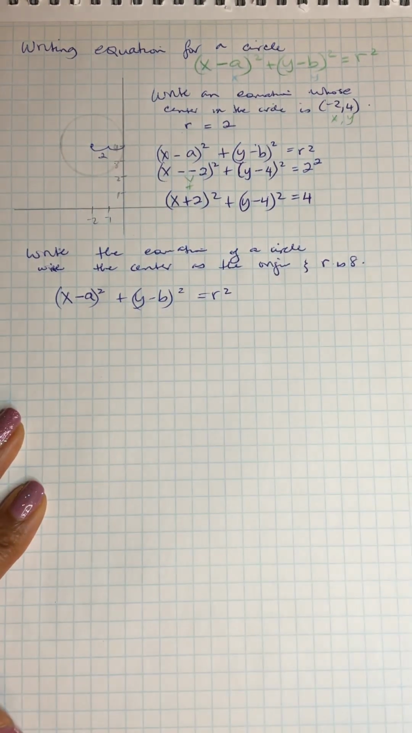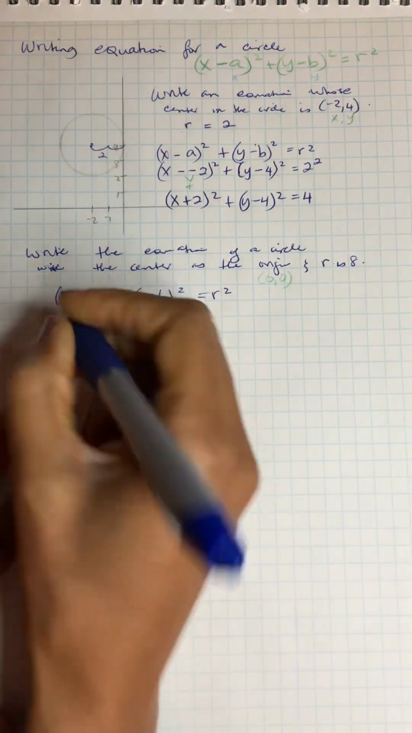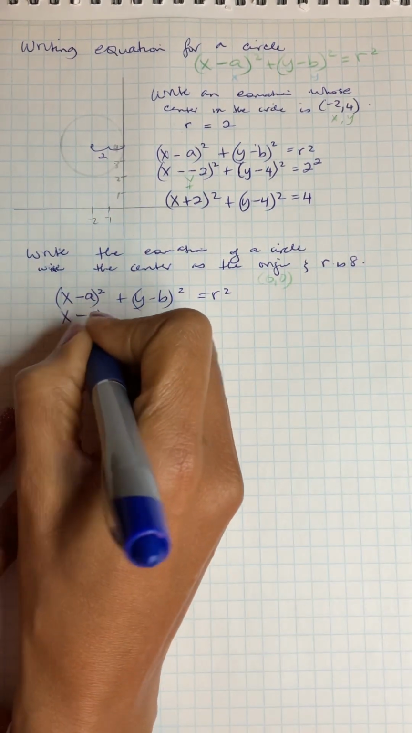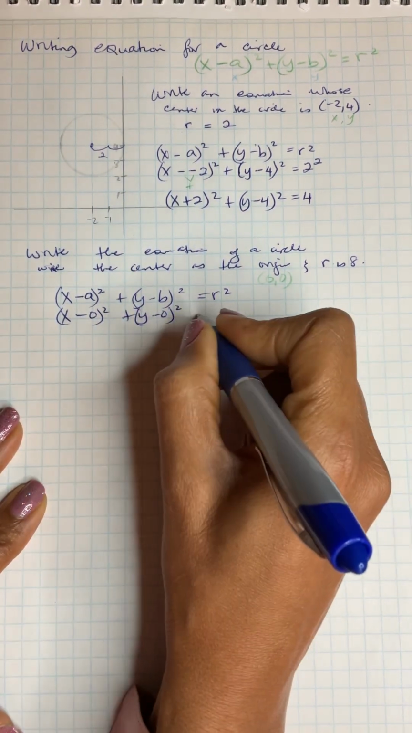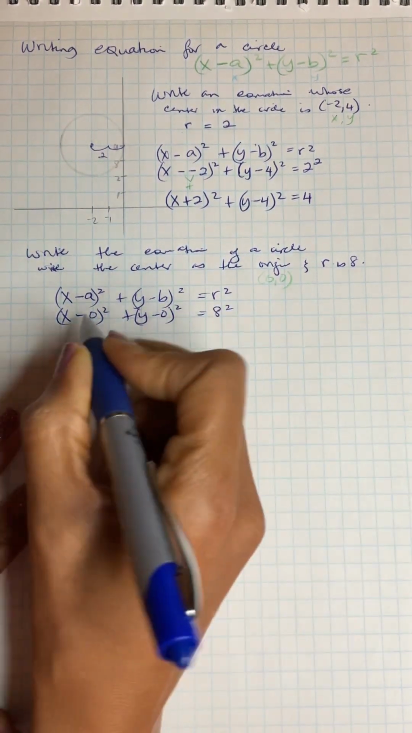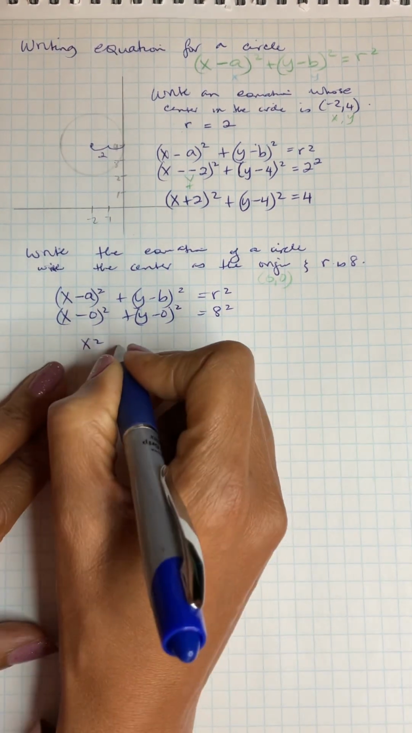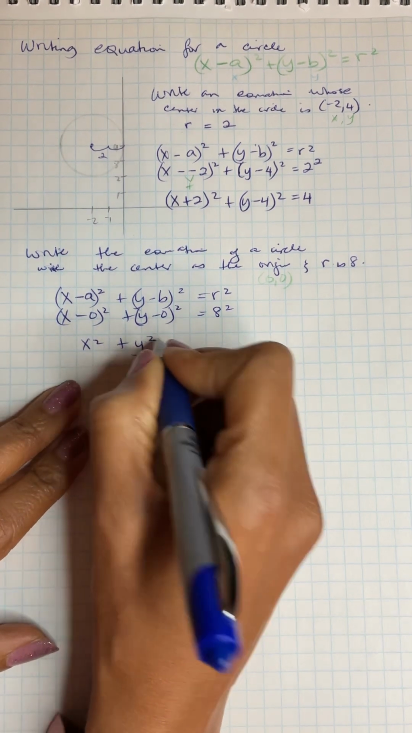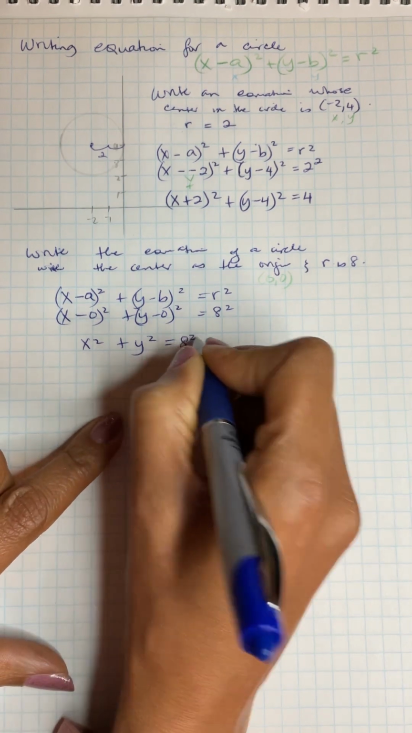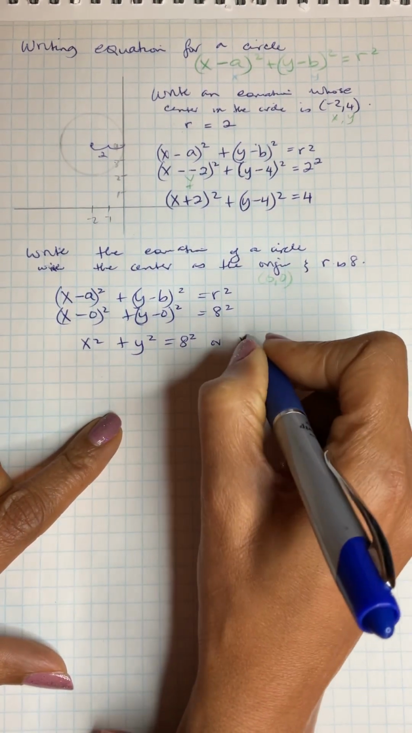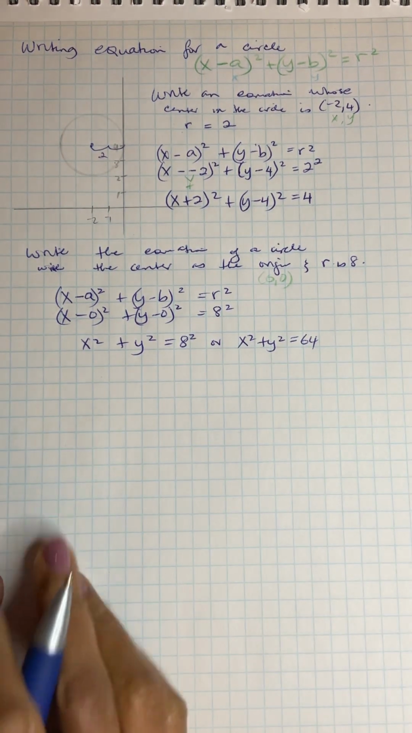If it's at the origin, we know that it's going to be (0, 0). We're going to substitute, so we're going to have (x minus 0) to the second power plus (y minus 0) to the second power equals 8 squared. So anything minus 0 is just itself, so it's going to be x squared plus y squared equals 64. You can write 64, or you can do 8 squared. So x squared plus y squared equals 64. And that is what you write.